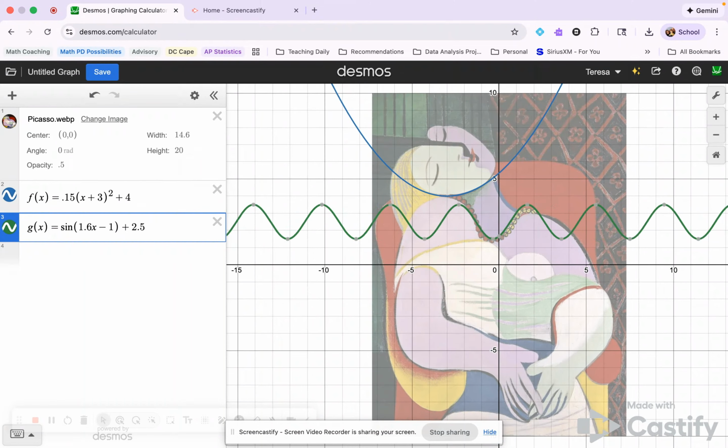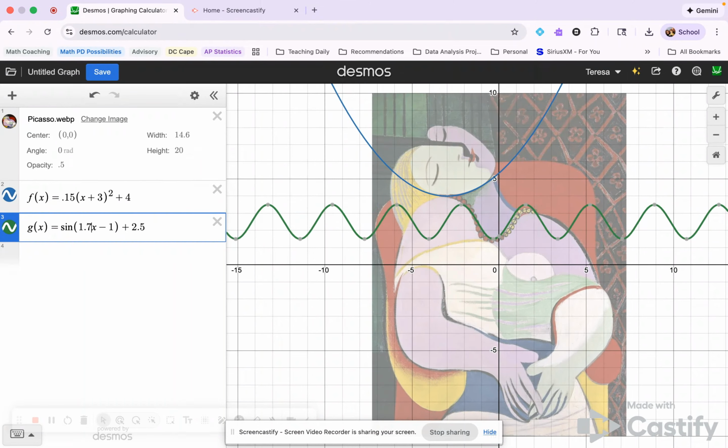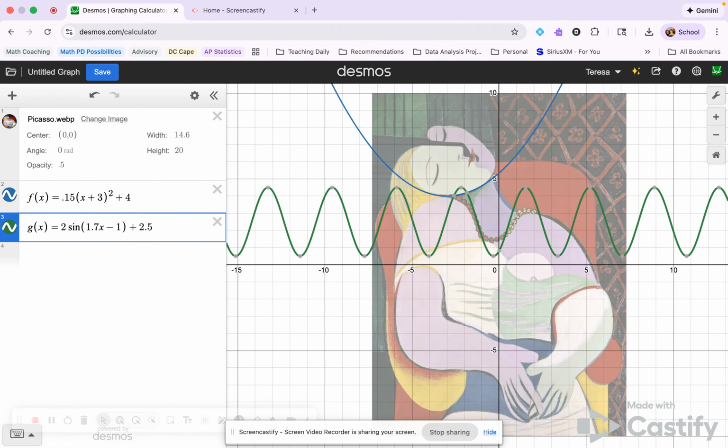1.6. So I'm just playing around until it kind of looks like what I want. That's following it nicely, but I need it to be a little bit taller here. I want this point to meet way up here. So let's play around on the outside now to get that vertical stretch going. I could start with 2. Oh, that's a little too much there.